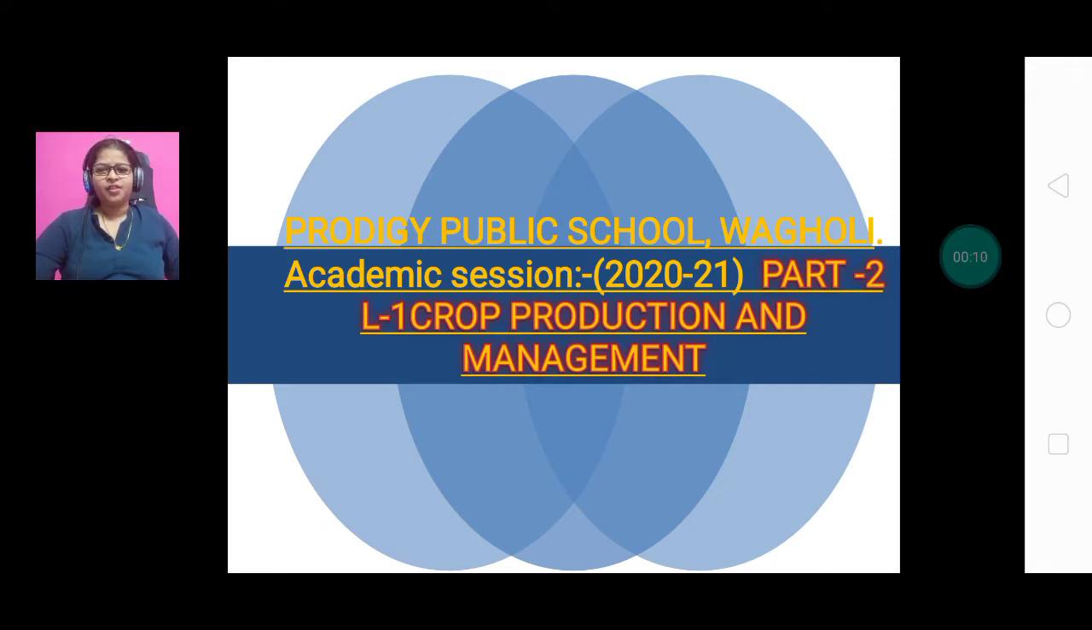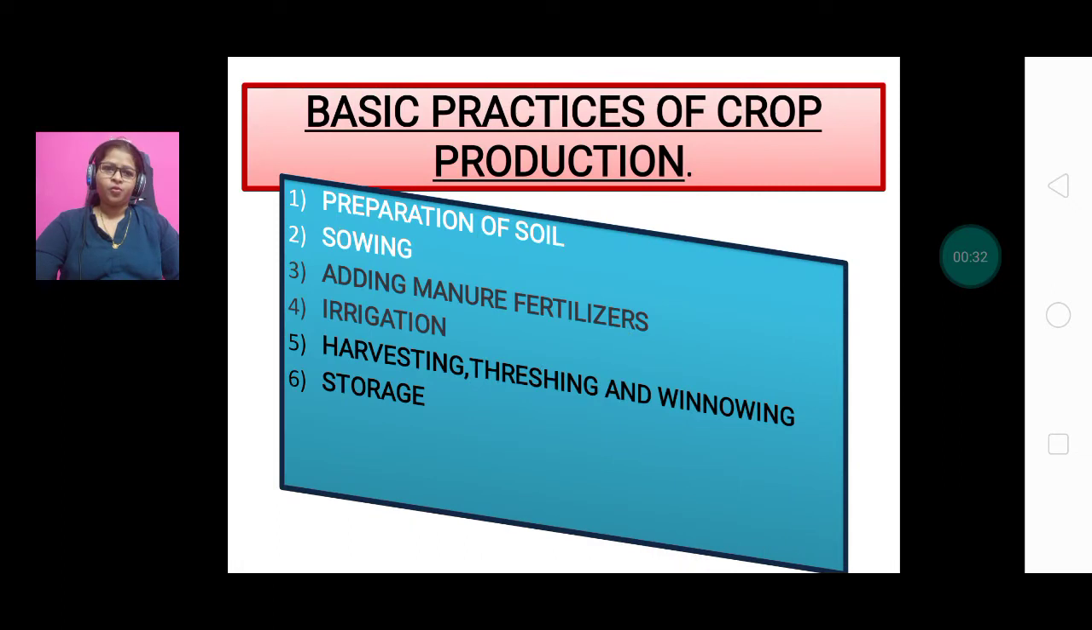In part 1 we discussed the crop plants, different types of crop plants, and crop seasons in India. I told you to read the lesson twice, take out the hard words and solve the dictation test. Hope you did it. Now today we'll move toward the first point in part 2, that is basic practices of crop production. In basic practices of crop production, we'll see the first point, that is preparation of soil and the sowing. Rest of the points will be in the third part.